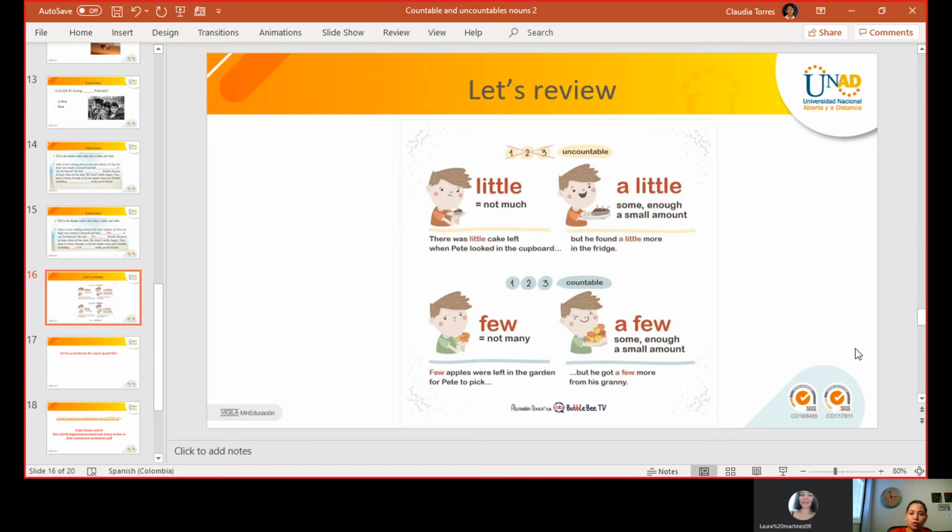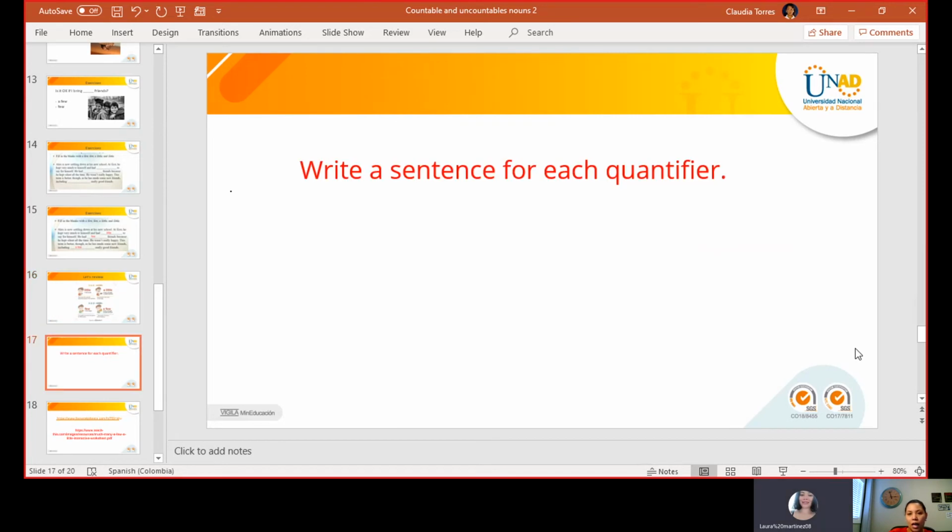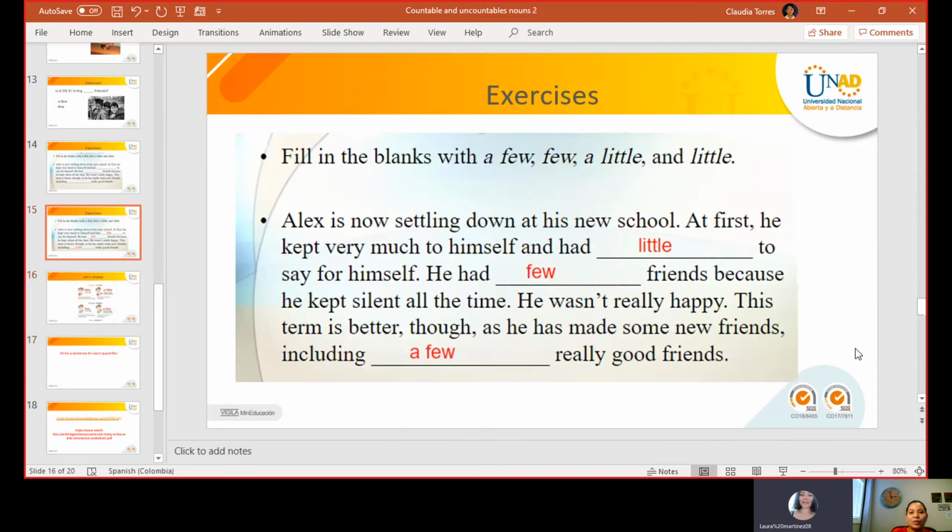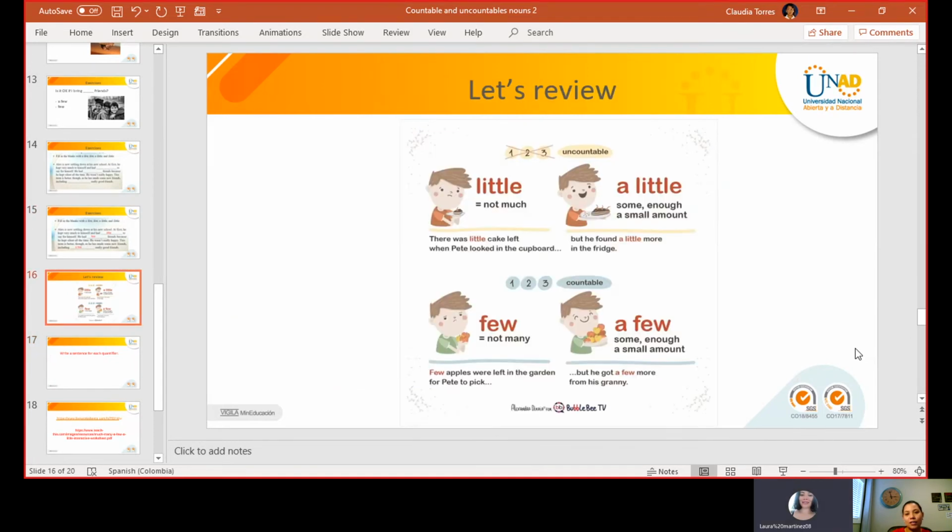And this was the picture I showed you before. Okay, so now I'm gonna ask you to write a sentence for each quantifier. You're gonna write a sentence with little, another with a little, another with few, and one more for a few. And I want you to write it in the chat.